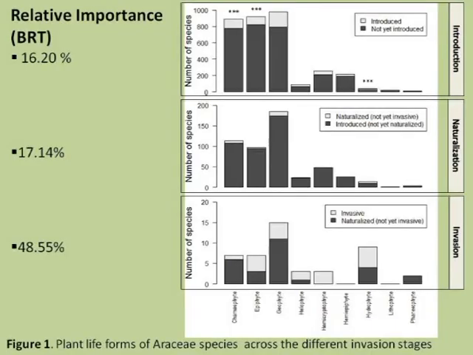Plant life form was one of the most important variables across all models. The first graph is the introduction model, then the naturalization model, and the invasion model. Plant life form was especially important in the introduction model, with chamaephytes, which includes dwarf shrubs and similar forms, epiphytes, which includes vines, and hydrophytes, which includes aquatic herbs, being more likely to overcome the introduction barrier. These species are used in the horticultural trade for use as ornamental species in gardens, as well as in aquariums and ponds.